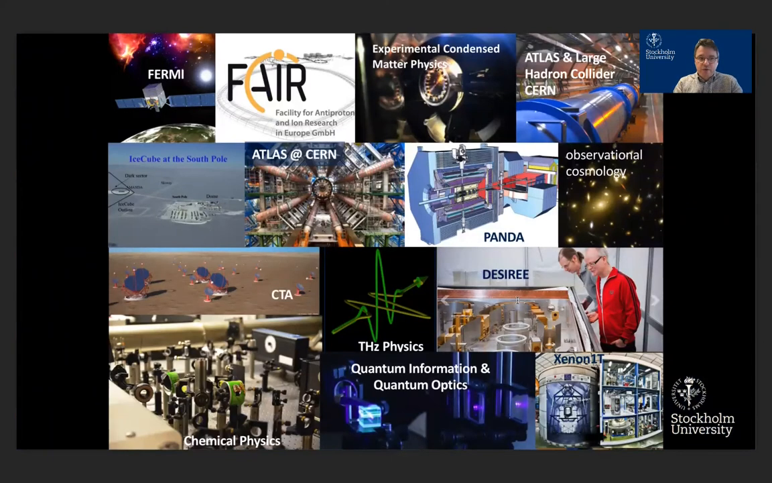So here I show you a patchwork of experiments and projects we are working on. And I don't have time to name them all. I will just highlight a few of them, such as the IceCube Neutrino Telescope located at the South Pole, or the Xenon 1-ton experiment located under Italian mountains and looking for dark matter particles. And we are also working on several experiments at CERN. And we also have experiments here locally in the house, such as the Desiree National Facility or our Quantum Information and Quantum Optics Lab.